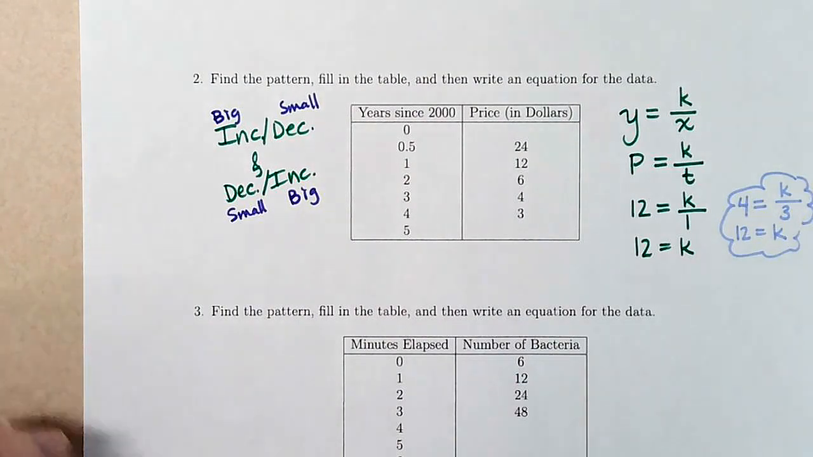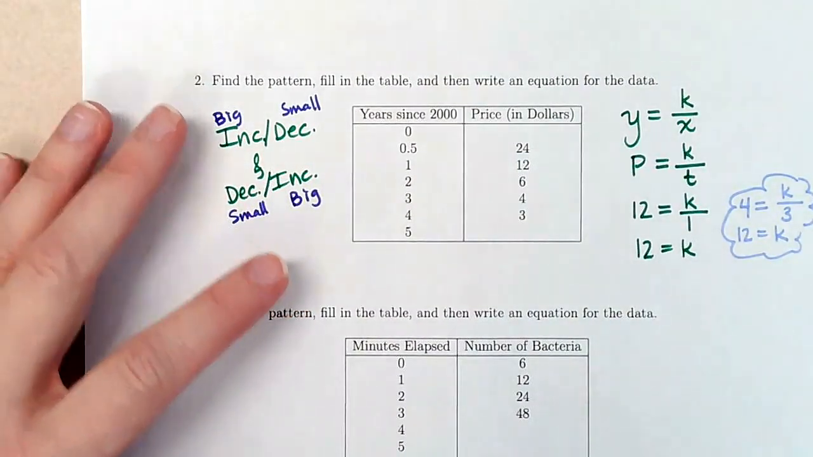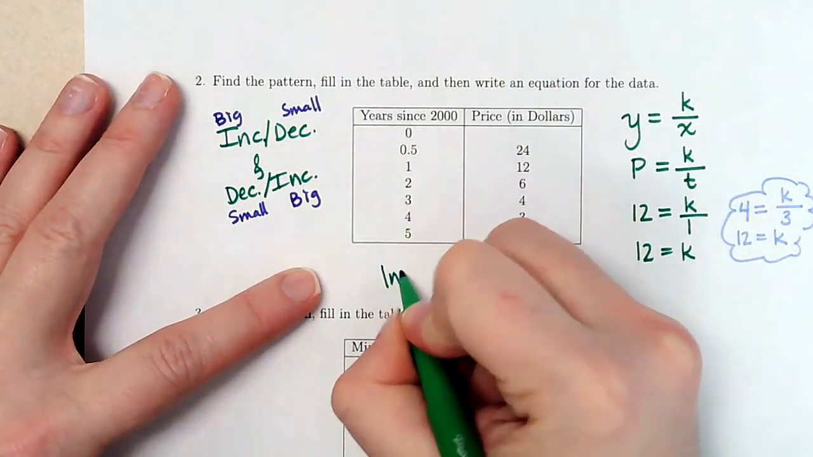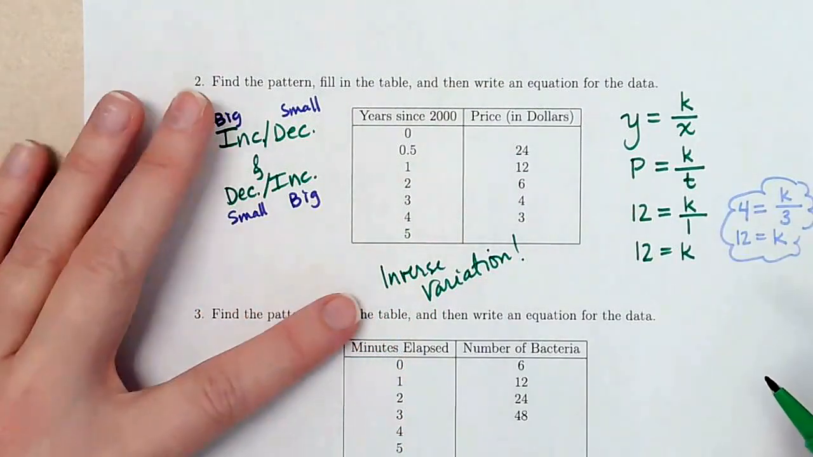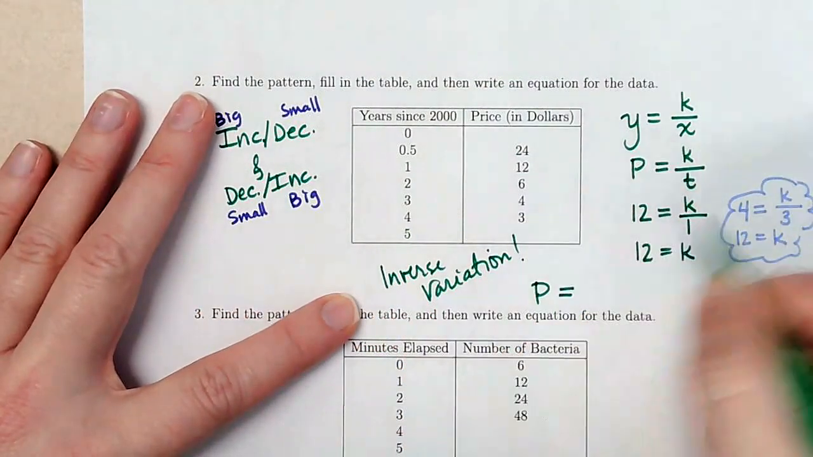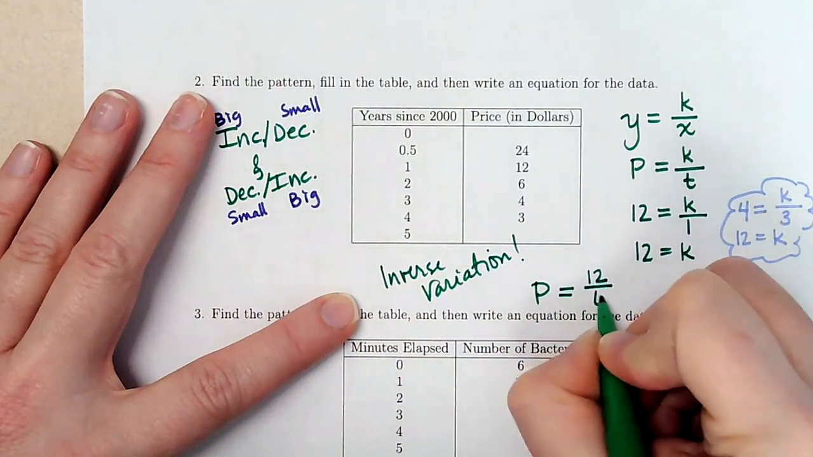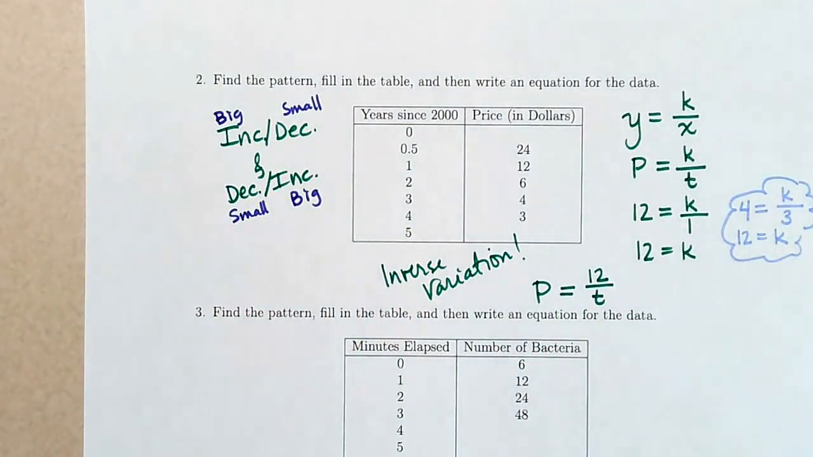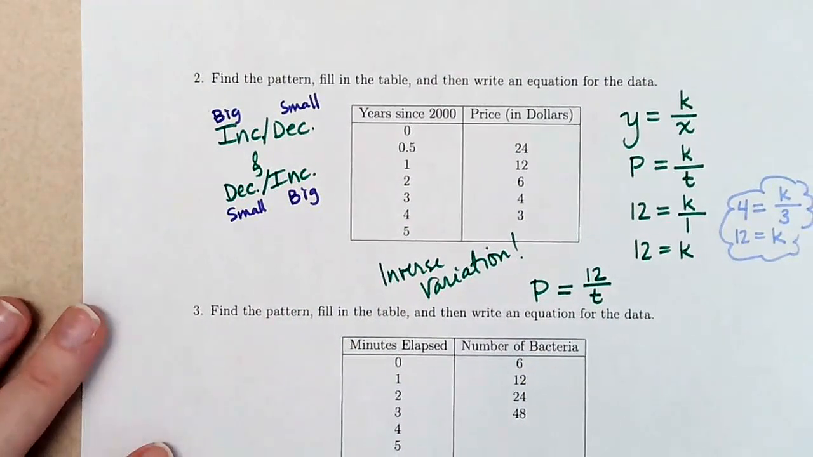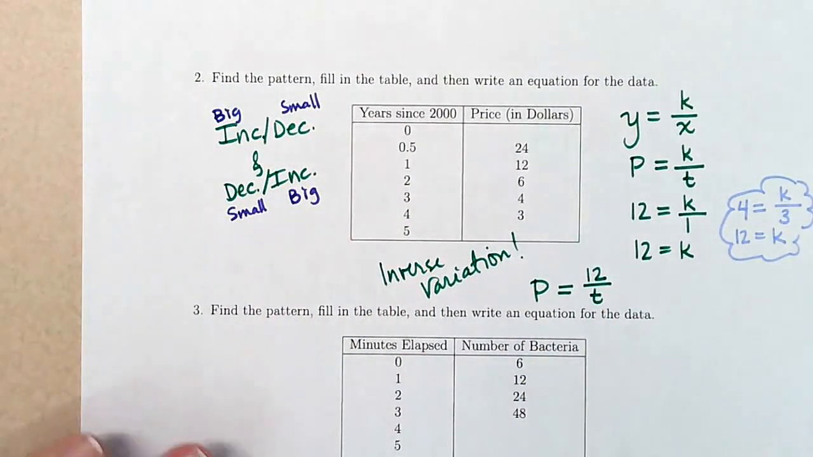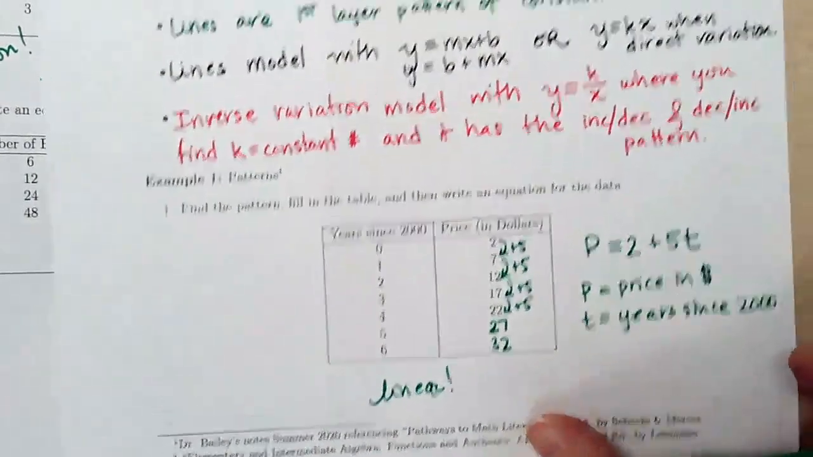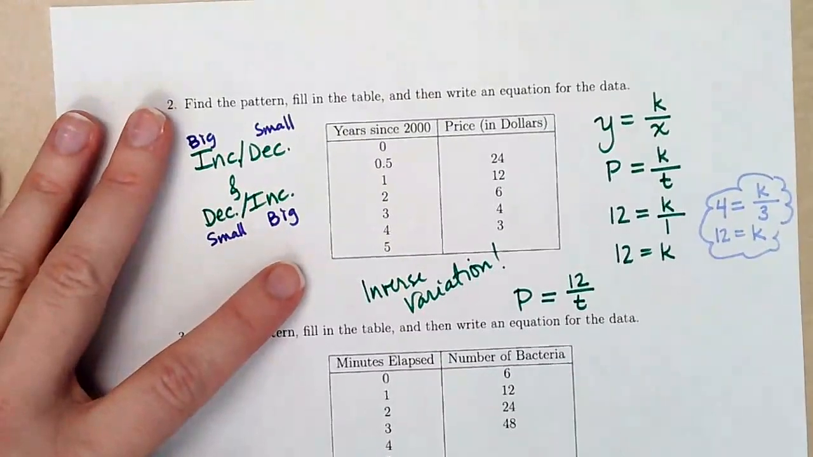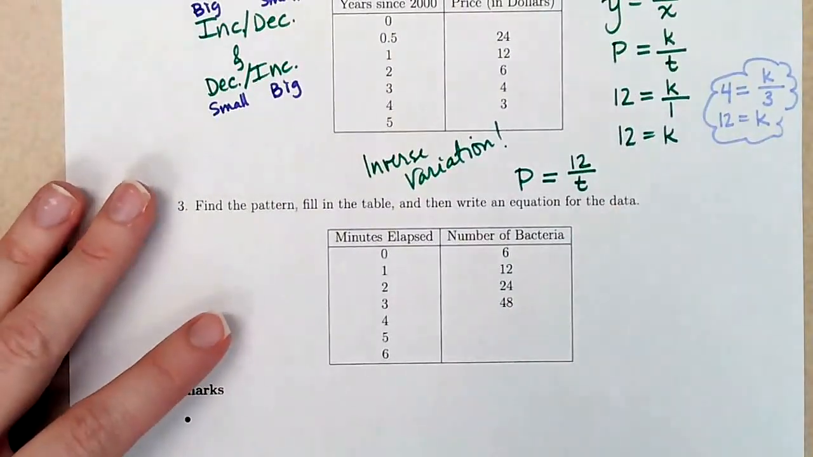But that means our model is really inverse variation, with a model of P equals 12 divided by T, where P is the price in dollars and T is the number of years since 2000. Okay, now we have a totally different scenario. Just so that we can compare the two: the linear had the constant increase pattern. This one had this big, small, small, big pattern, two different equations.